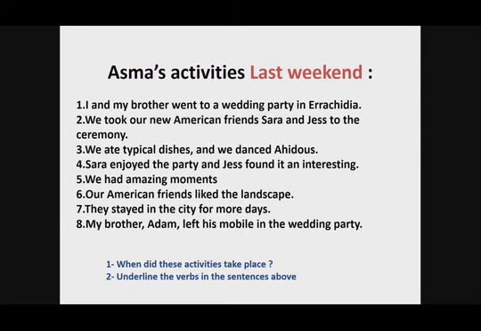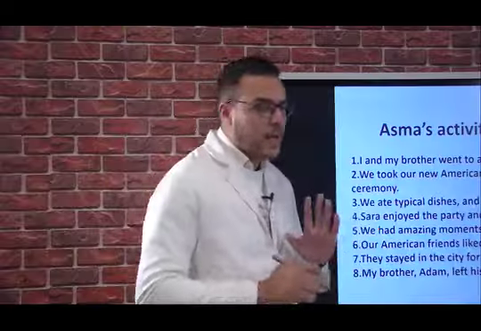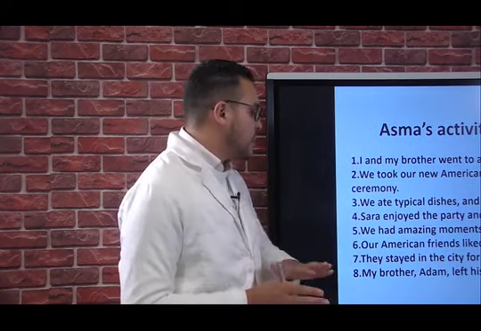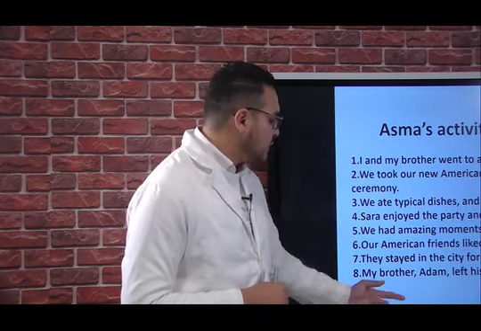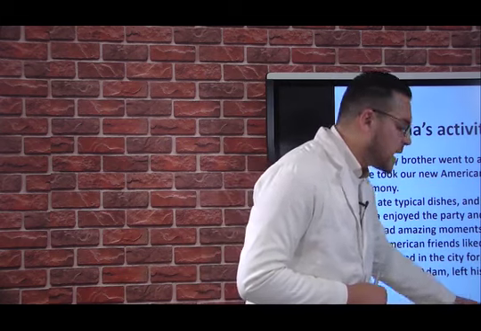The first one is, when did these activities take place? And by take place I mean happened or occurred. Two, try to underline with a different color, or just write them aside, the verbs in the sentences above. So let's start with the first one. When did these activities take place?